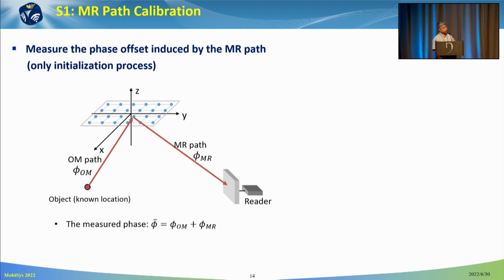The first one is how can we eliminate the impact of the MR path. This is done by MR path calibration. This step is only done during the initialization phase.